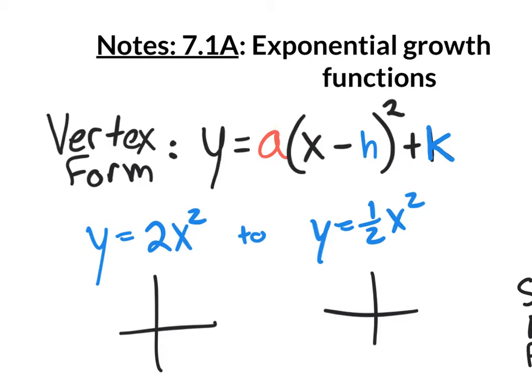You guys remember that? It makes it a little narrower, as opposed to the A value of 1/2, which causes a vertical compression, which makes it a little wider. I hope you guys remember that.